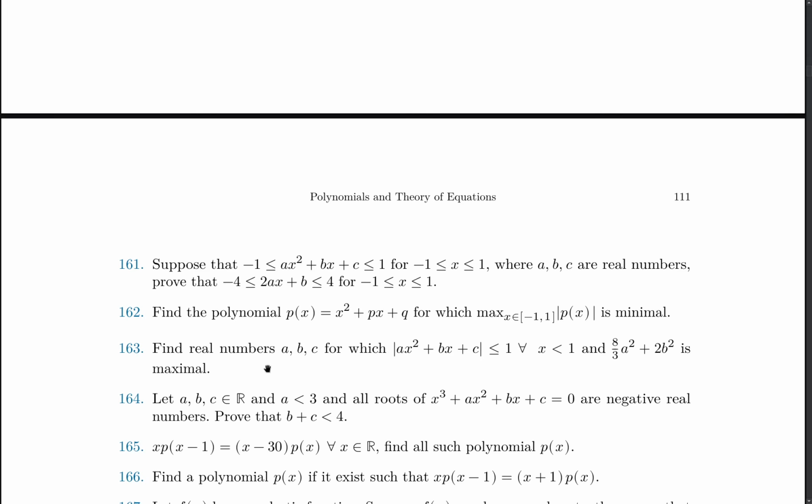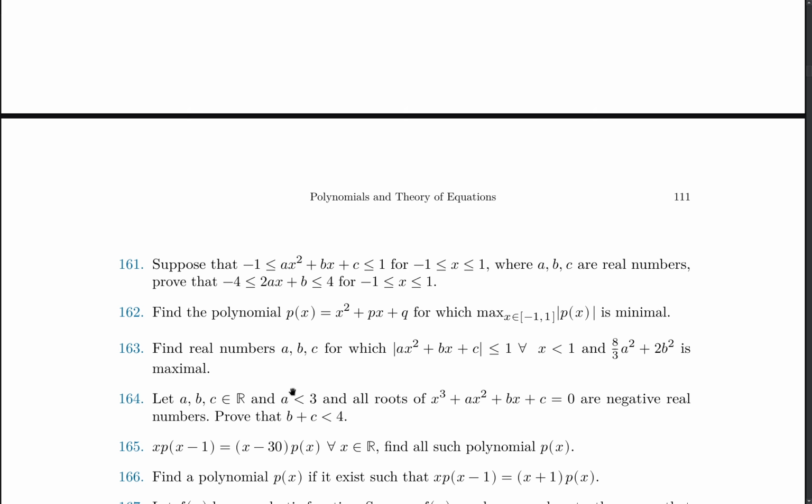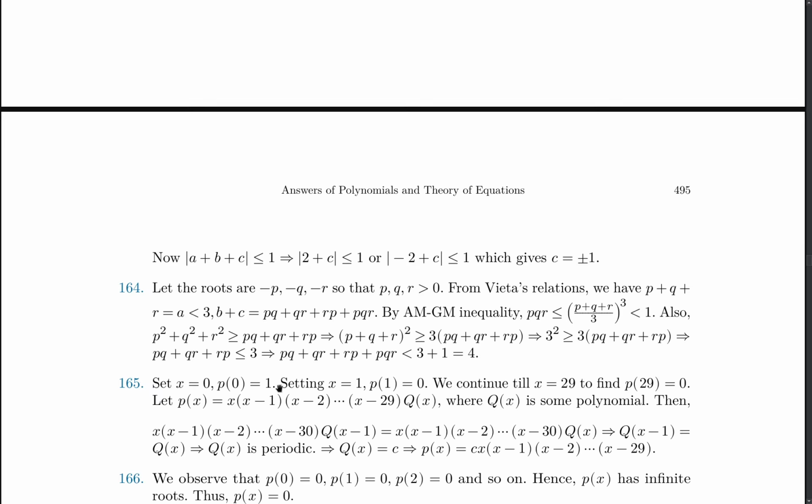So now we move on to question 165. Question 165 says that x into p of x minus 1 is equal to x minus 30 p of x, for all x in the set of real numbers. Find all such polynomials p(x). So this is a very straightforward problem. We set x is equal to 0, p of 0 is equal to 1. P of x is equal to 0. Okay, so there is a typing mistake. This should be 0.